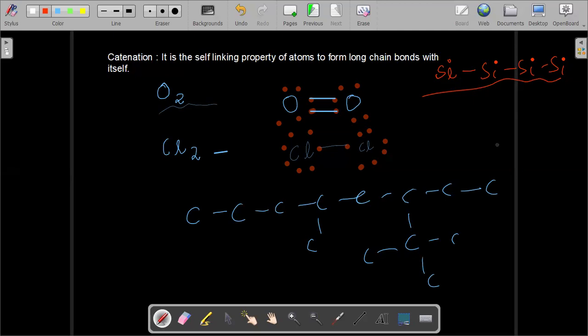Okay. So today we have done the topic catenation, and we have done these 2 topics: catenation and allotropy.